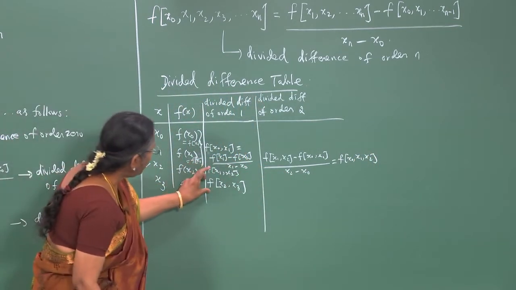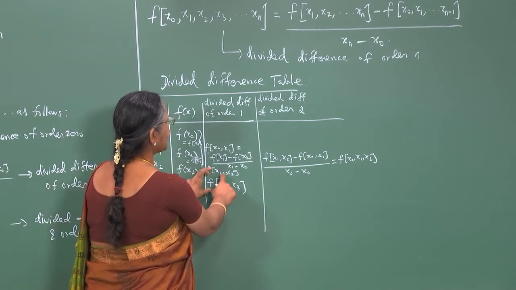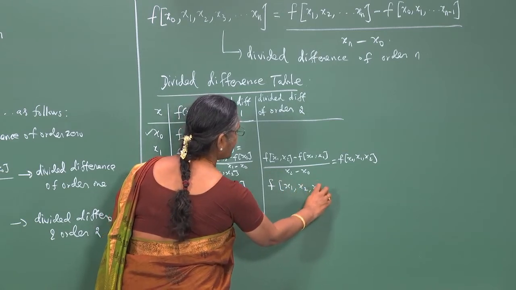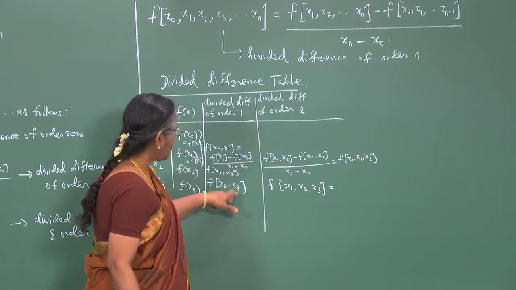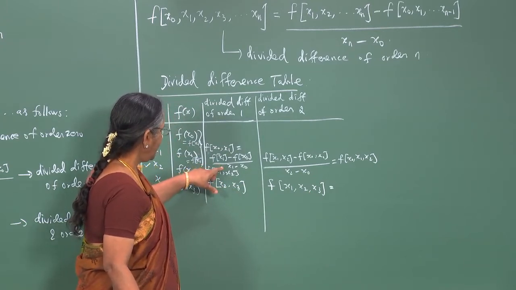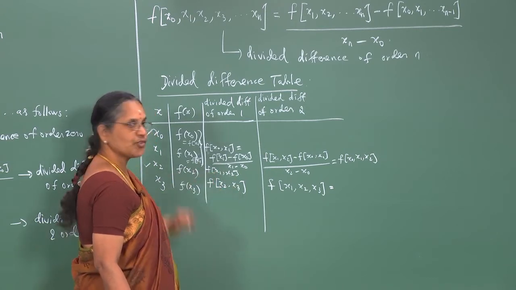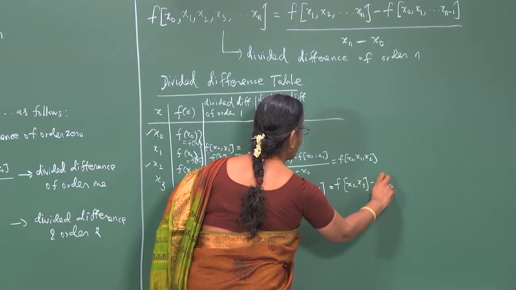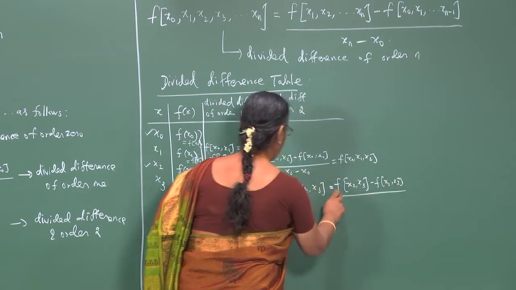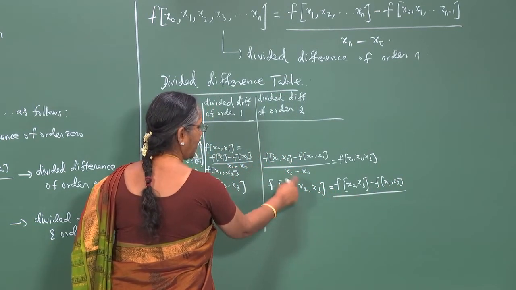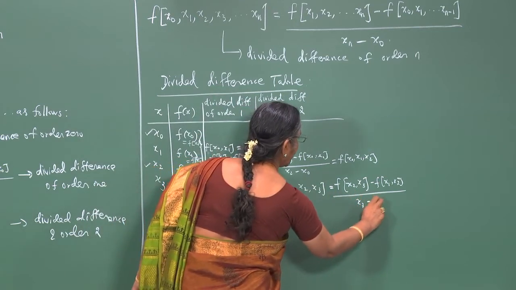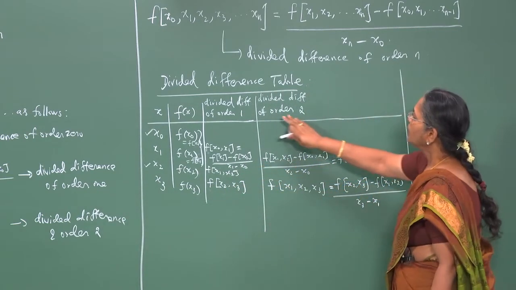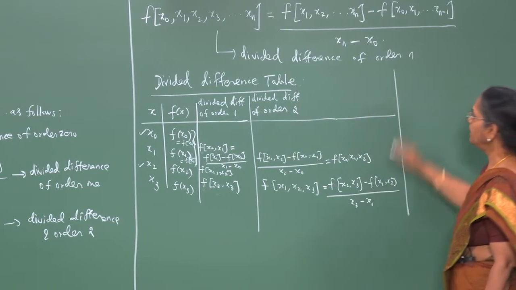Similarly, you have these two entries, and so you will get the second order divided difference, which is f of x1 x2 x3. What is it? It is f of x2 x3 minus f of x1 x2 divided by x3 minus x1. So, this will be f of x2 x3 minus f of x1 x2 divided by, you have used information at points x1 x2 x3, so it is divided by x3 minus x1. So, you have constructed the column in which divided differences of order 2 have been obtained.